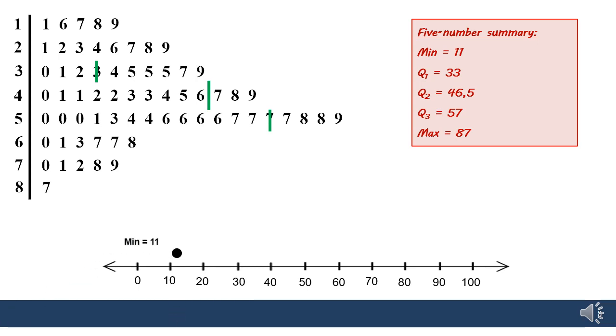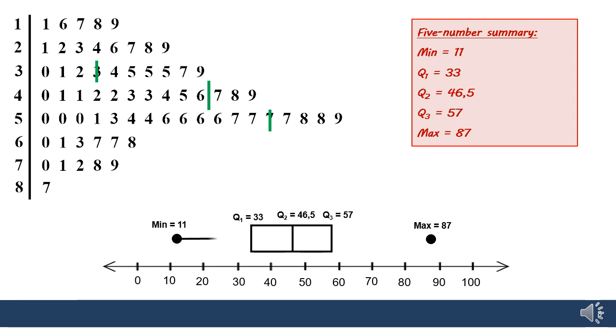All right, so let's show our minimum and maximum. Draw a box from quartile 1 to quartile 3. The median gets a line, and everything is labeled, and I use my ruler to draw my whiskers.